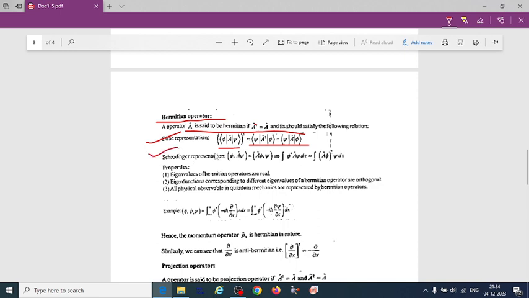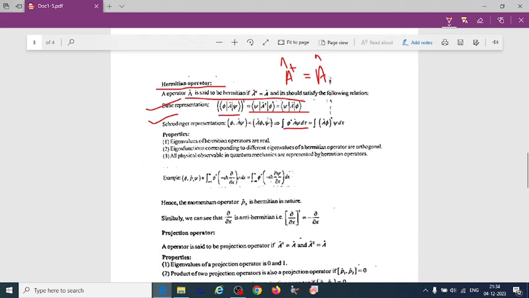And Schrodinger representation, phi comma A cap psi. So integral we have to take here, psi star A cap psi d tau. So these two relations you should remember: direct representation and Schrodinger representation for Hermitian operator. What is Hermitian operator? An operator is said to be Hermitian if A dagger, that is A cap dagger, is equal to A cap.